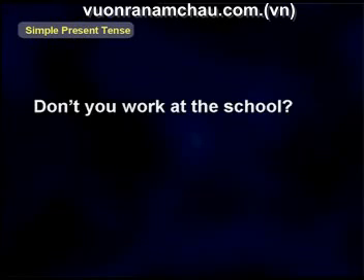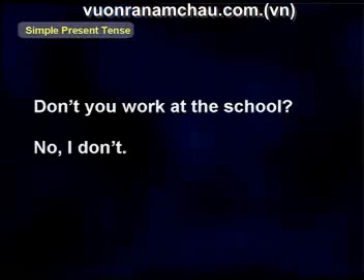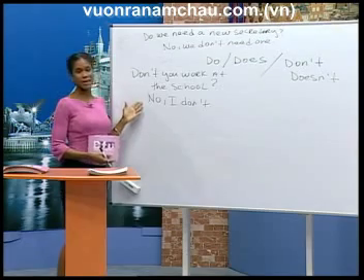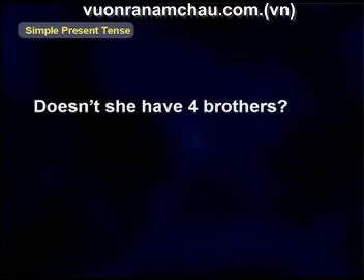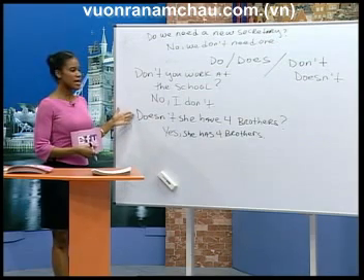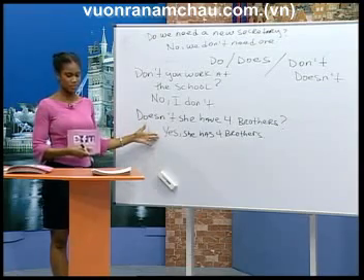Don't you work at the school? So you can begin a question with a negative. Answer is, no, I don't. All right, don't you work at the school? No, I don't. Next example. Doesn't she have 4 brothers? Yes, she has 4 brothers. Question, doesn't she have 4 brothers? Yes, she has 4 brothers.